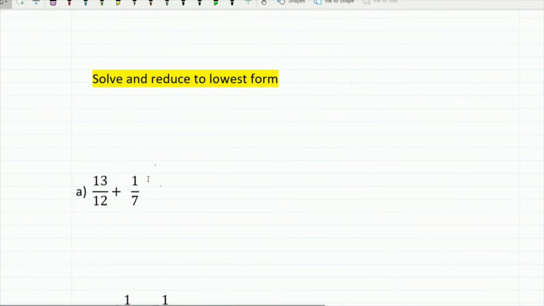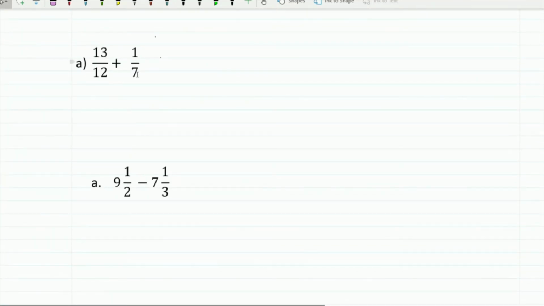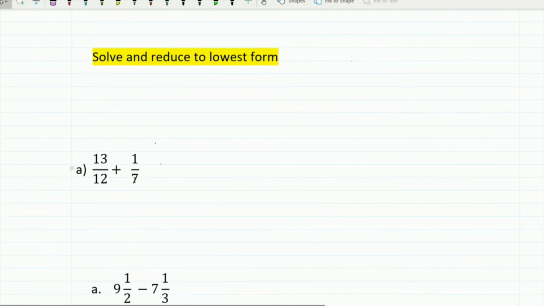Now, solve and reduce to lowest form. I have taken 2 questions here, and I will explain those 2 questions too. But this type of question comes up again in some other exercises. If you want to solve and reduce the given fractions into lowest form, here 2 fractions are given, 13 by 12 and 1 by 7, with a plus sign in between. The denominators are of different numbers, 12 and 7. First you have to solve it, then simplify into lowest form.